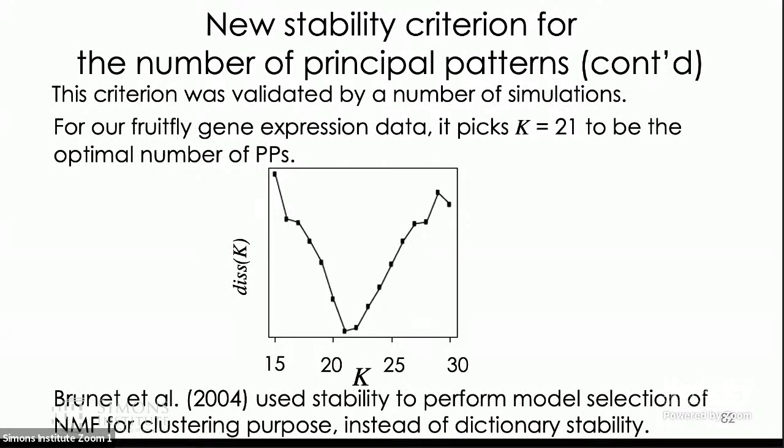So there's a clear minimum at 21, and 22 is pretty close. So we did take a look at 22. 22 splits one of the regions into two. And the biologists said it's too small. So we stayed with 21. So this is using stability to select the number of principal patterns, or the number of components.